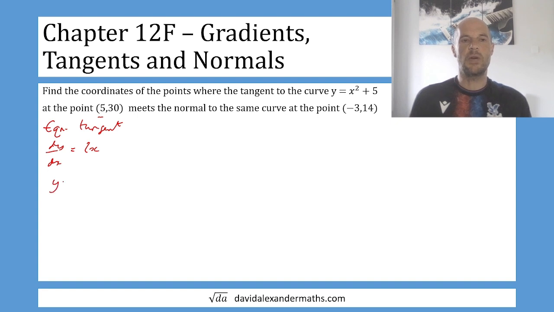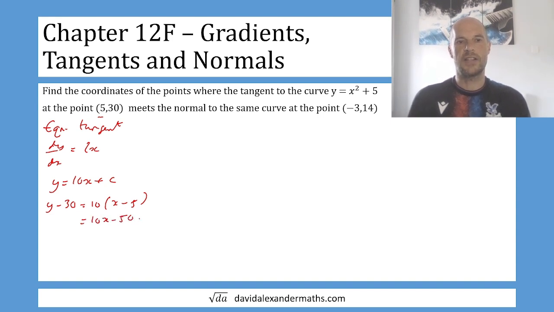So that means the tangent will be y equals 10x plus c. Let's do our y take away 30. This is another way, I think I mentioned this in a previous question but didn't really explain why. You do y minus the y coordinate equals the gradient, and in brackets x minus the x coordinate. So that is going to be 10x minus 50, move the 30 over to the other side. So y equals 10x take away 20. So that is the equation of the tangent.